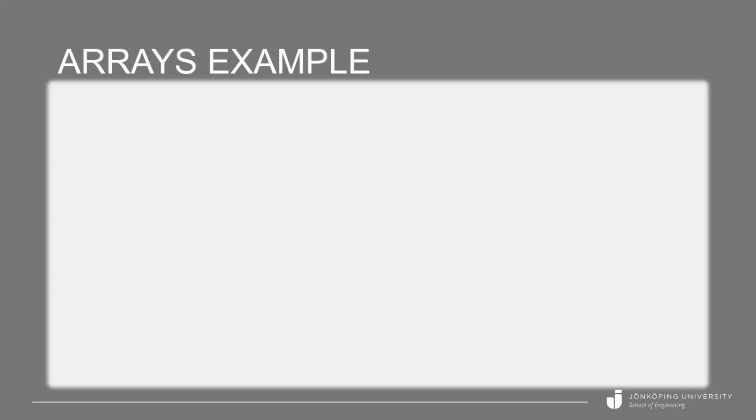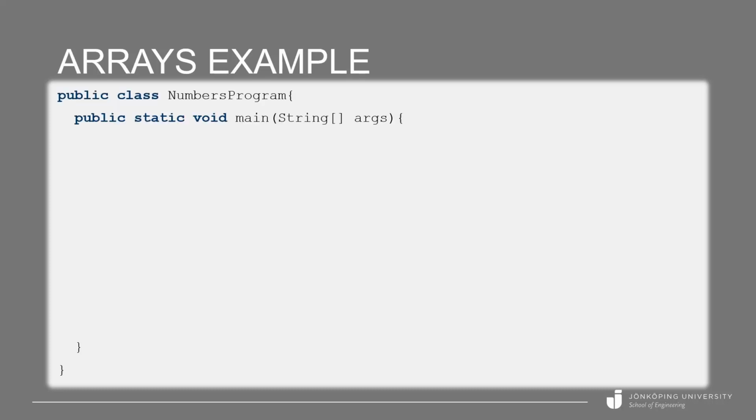So here is a short example of a program making use of an array. So we have our class here that contains our entry method. And inside this one, we start out by creating a new array here that stores 3 ints. And since we haven't specified which 3 ints that should be, all 3 ints will be set to 0 by Java.